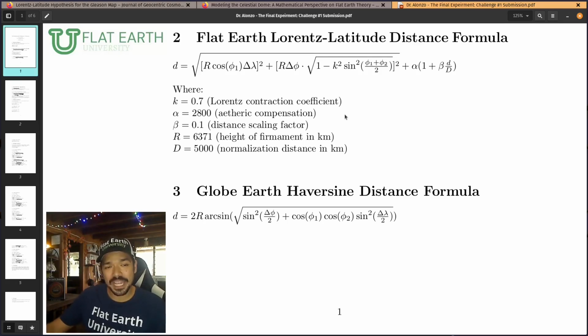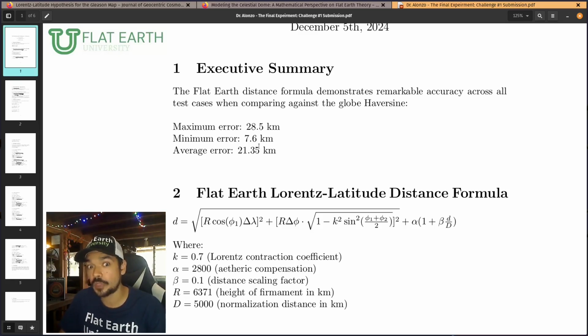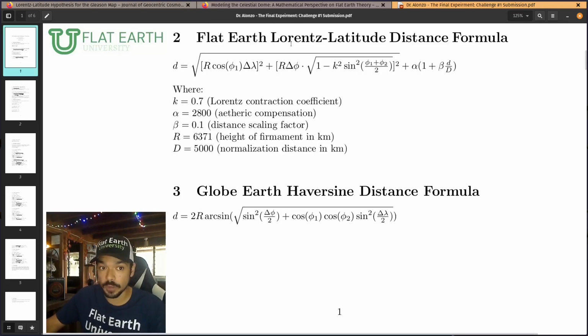What I ended up finding was not only that the differences were very small over those long distance flights. If you haven't watched Will's video, I encourage you to do it so you can see the 4 test cases that we had to match up against. And based on these error margins, what I ended up finding out is that my formula is actually more accurate than the globe formula. Now, there could be 2 reasons for that.